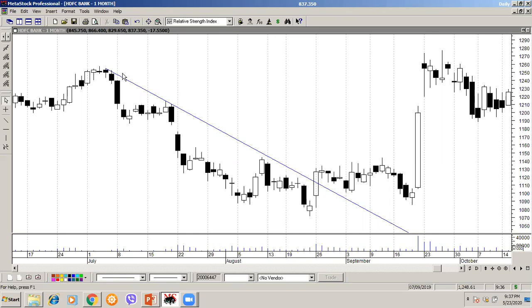Once again, if you're drawing a downtrending trend line, kindly connect the highs. This is not a downtrending trend line if you are connecting the lows. A lot of people do this mistake, please don't.